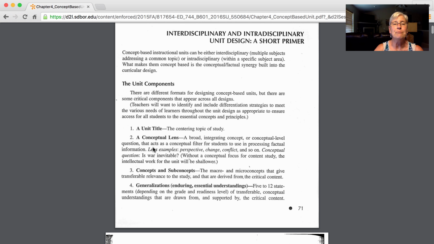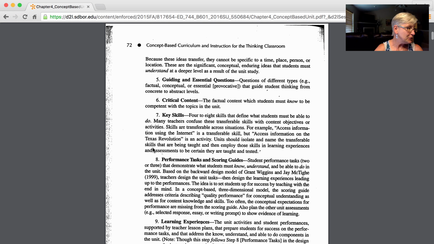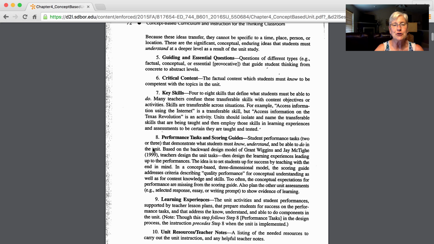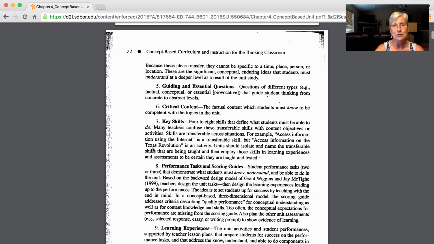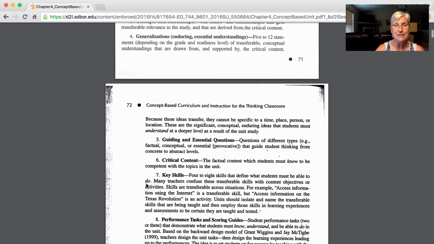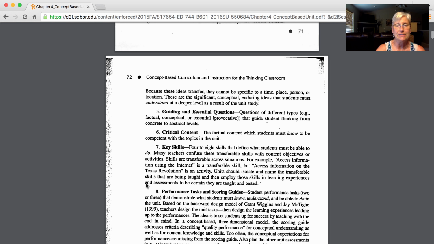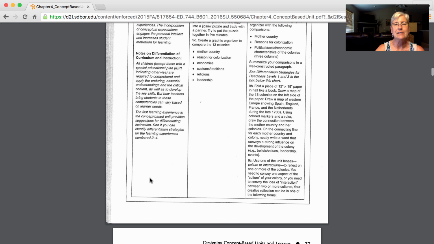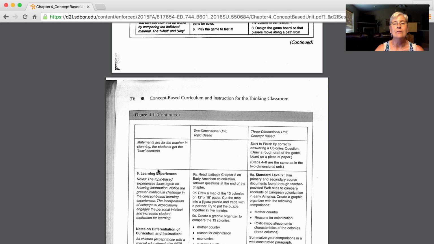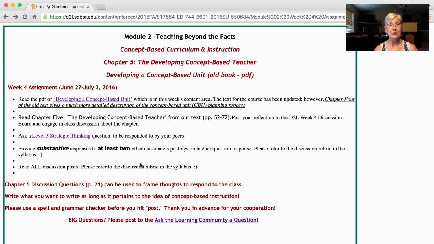The one thing that you may notice when you look at the portions of this concept-based unit is standards, so make certain that particularly if you need to include your standards in your lesson plans, that those are addressed in your concept-based unit as well. But here is an example of a two-dimensional unit compared to a three-dimensional unit. So I hope that you'll find that useful.